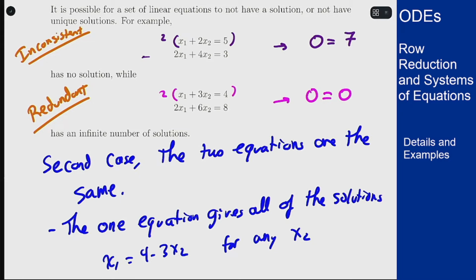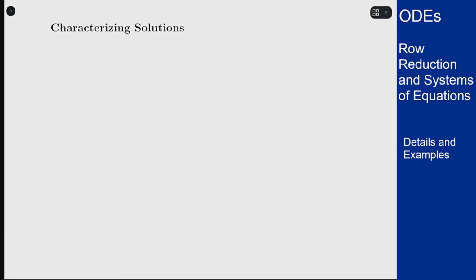The next thing we want to ask is, is it possible to determine what kind of solution we're going to get just from the row echelon form, reduced row echelon form, or the matrix approach to this problem? And the answer, thankfully, is yes. Let's look at these two examples in this way and see what we get.